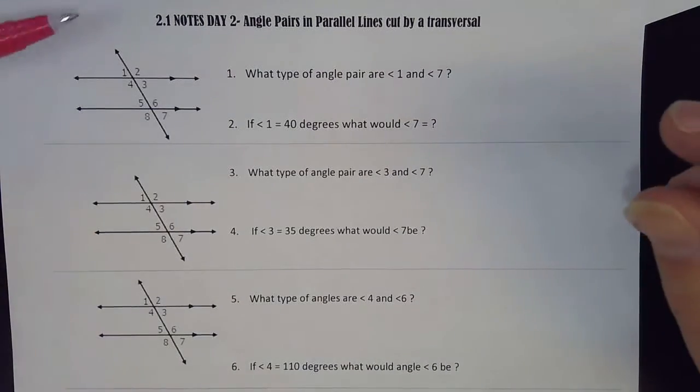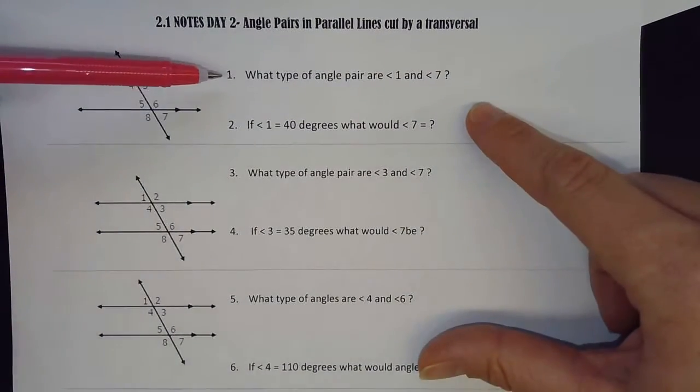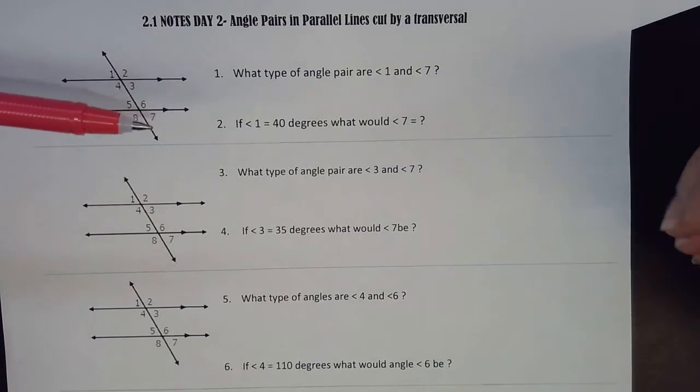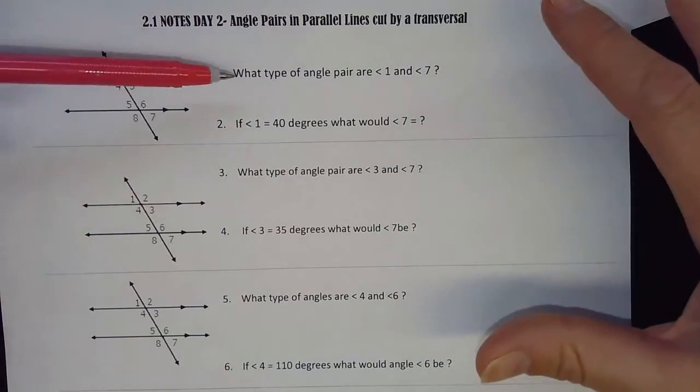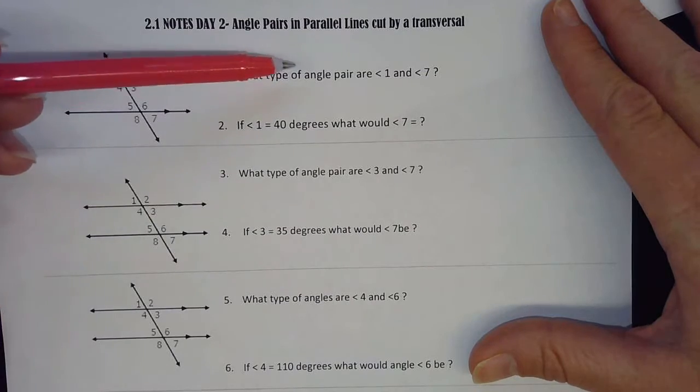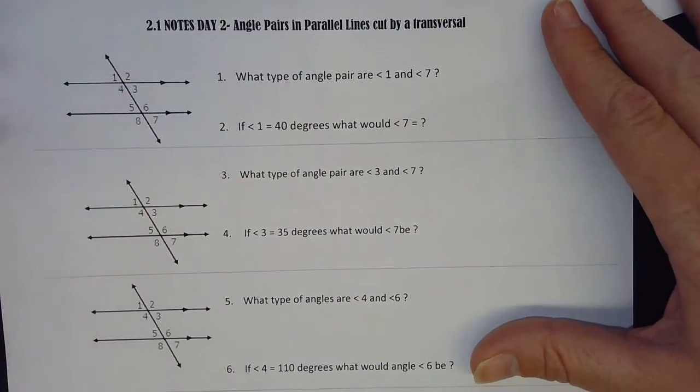So if we take a look here, first thing it asks you to do, and this is what you need to do every single time you're finding an angle measure, is you have to ask yourself, what type of angle pair do I have? What do I know about those angle pairs?